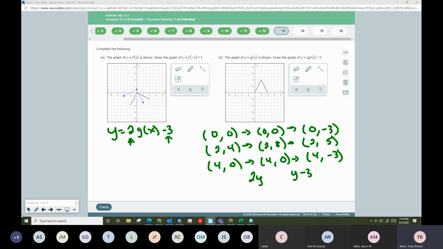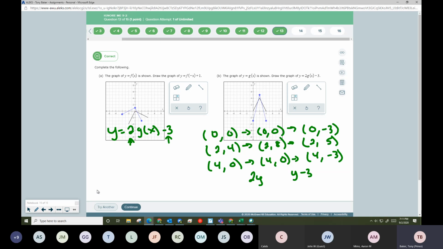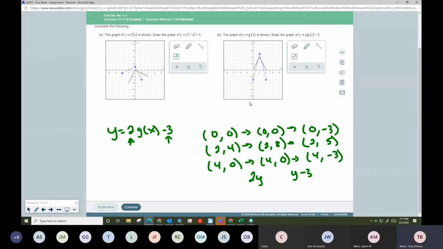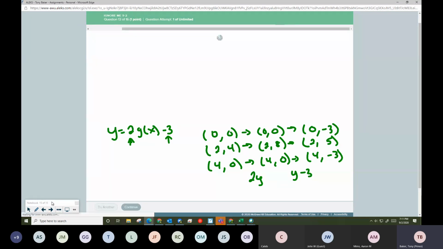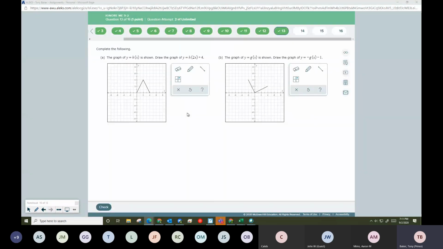And now we graph those 3 points. So I've got 0, -3, 2, 5, and 4, -3. Does that kind of make sense? I'm not looking for 100% yet. All right, let's do one more of these. Hopefully it gives me perfect.